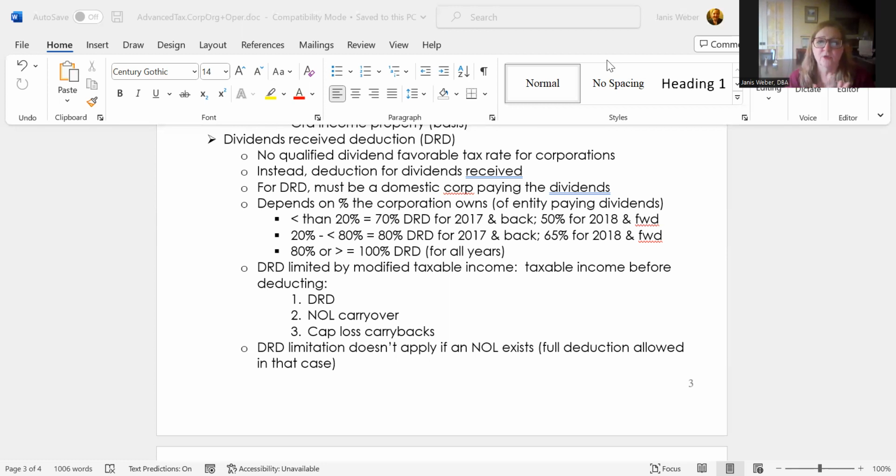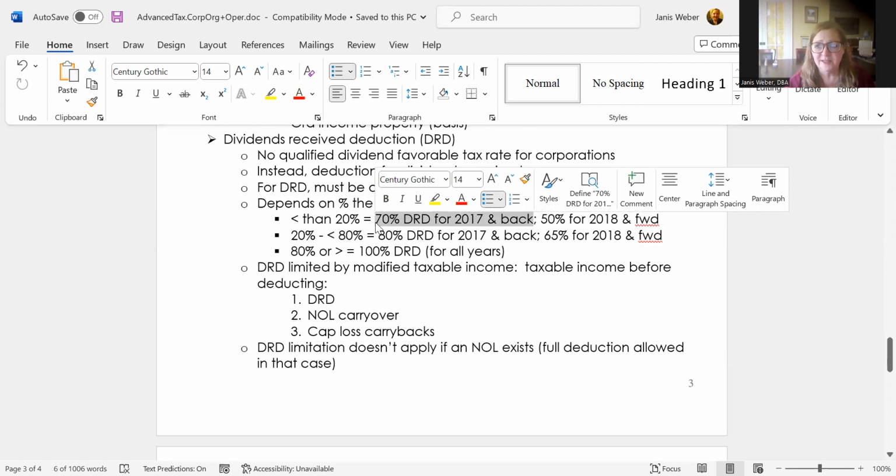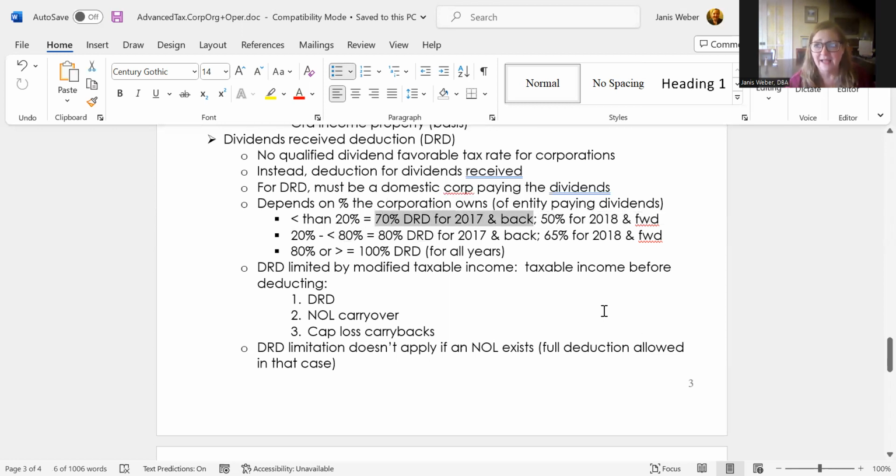So I have provided previous years' amounts of the deduction. You'll see these up through 2017 and back. It's not that I'm thinking we're still in 2017. It's just that sometimes you need to know what the dividends received deduction was back in a previous year. And so I just noted them so that you would know it changed.